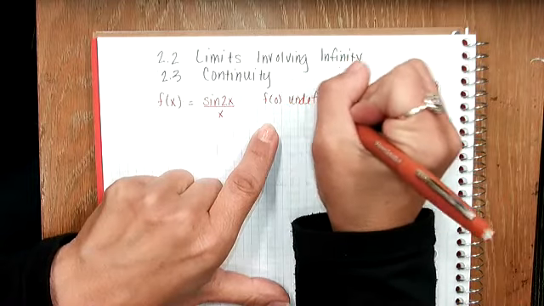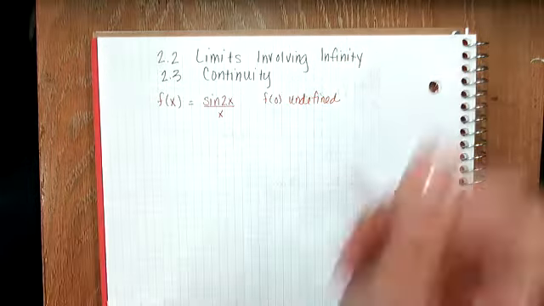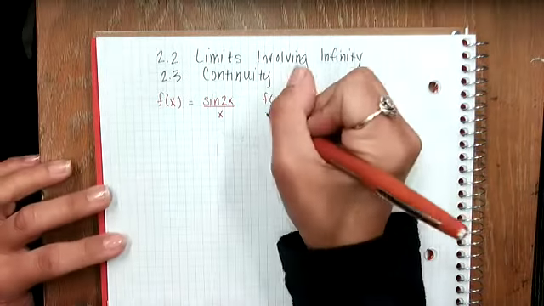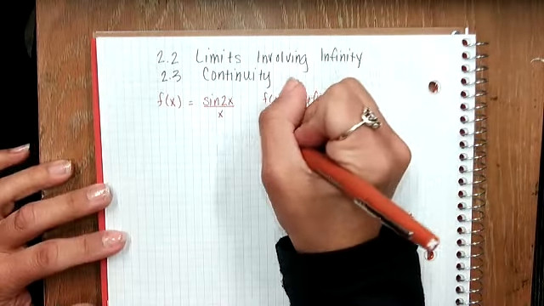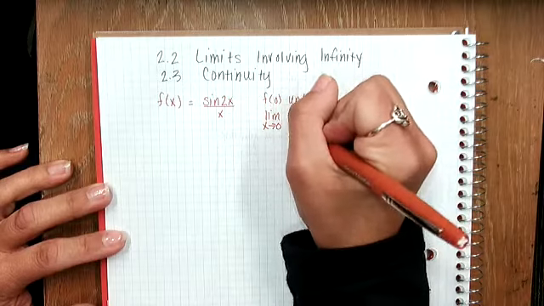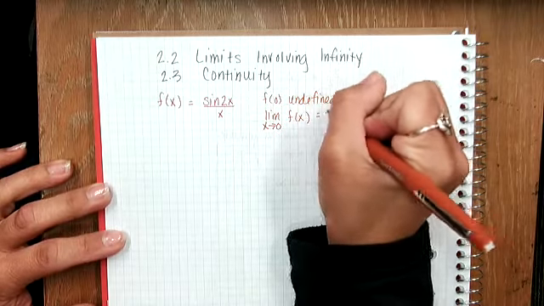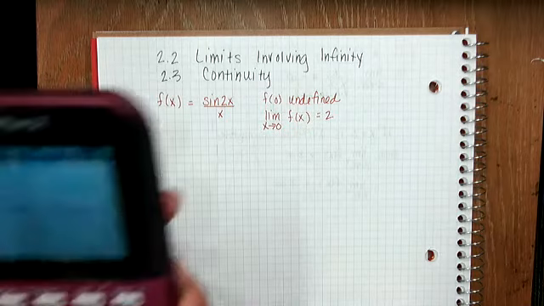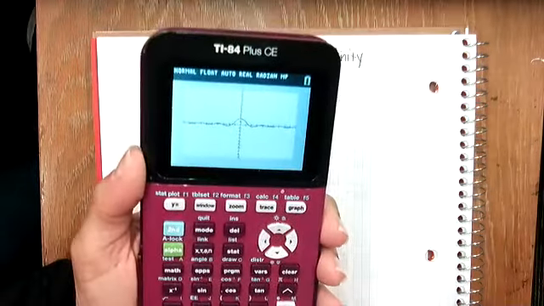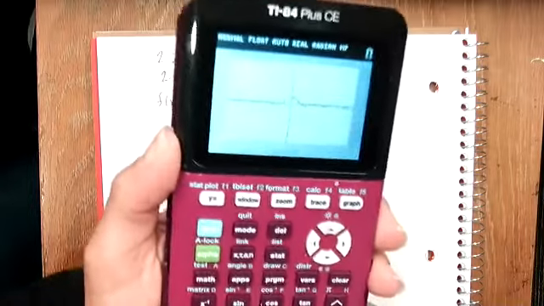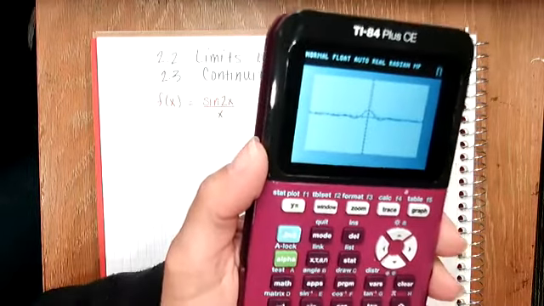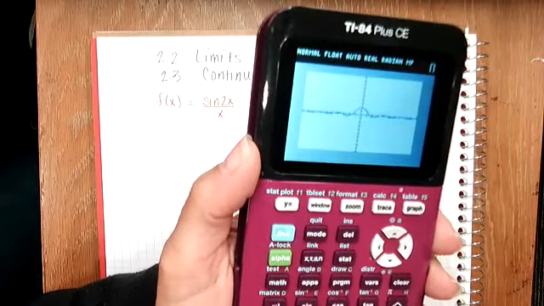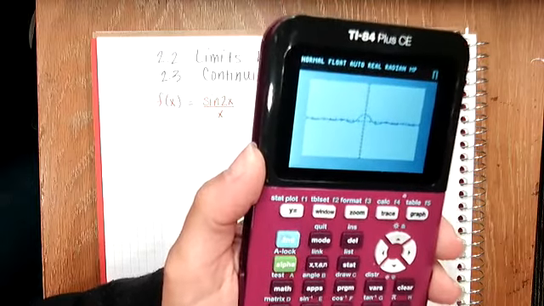But that doesn't mean the limit doesn't exist. If you look at your calculator, the limit of this function as x approaches 0 is equal to 2. So you can tell by looking at your calculator, but let's also tell by looking at tables. Your ability to use the calculator obviously is going to be critical.